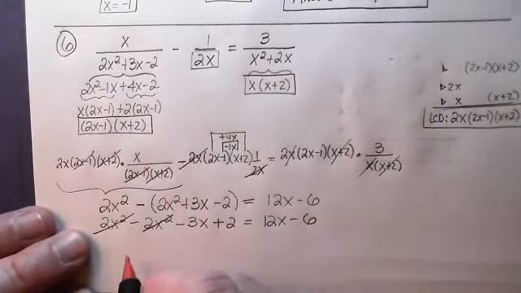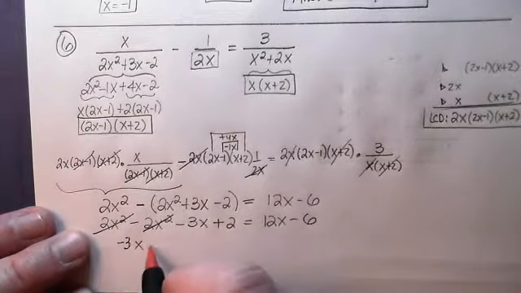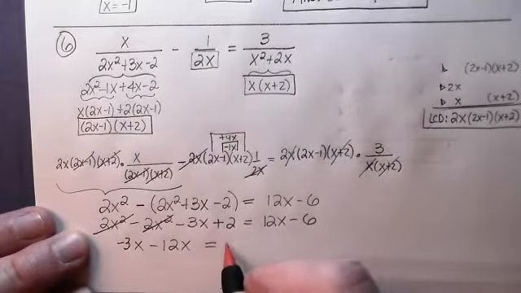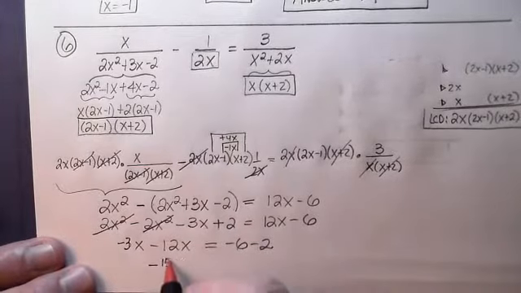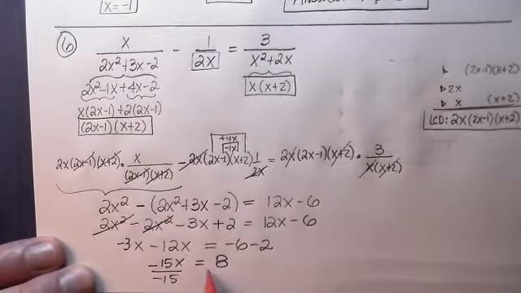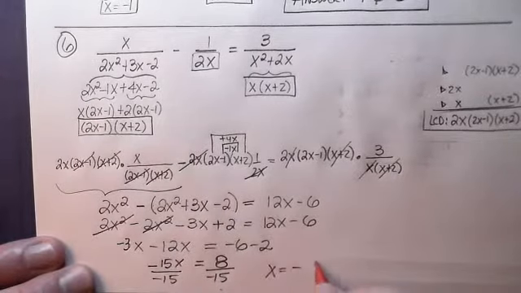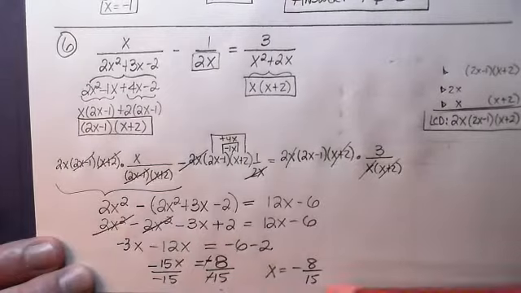Let's go ahead and bring those guys over. Actually, let's bring down the 12x, which will become negative 12x. And let's go ahead and send to the other side the positive 2. So this will be negative 6 minus 2. So this answer will be negative 15x equals 8. Divide both sides by 15. That means x equals negative 8 over 15. I'm sorry, this is a negative, so negative negative cancels. So this would be positive 8/15.